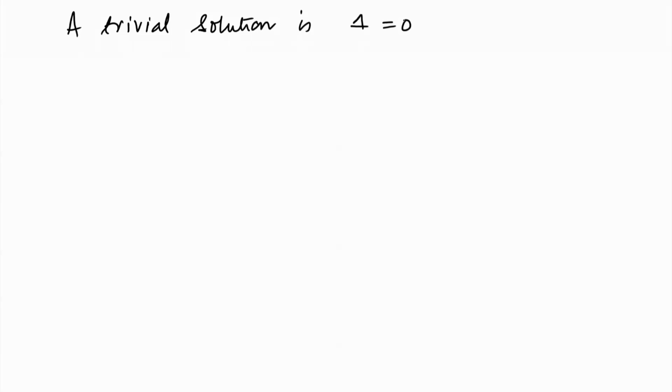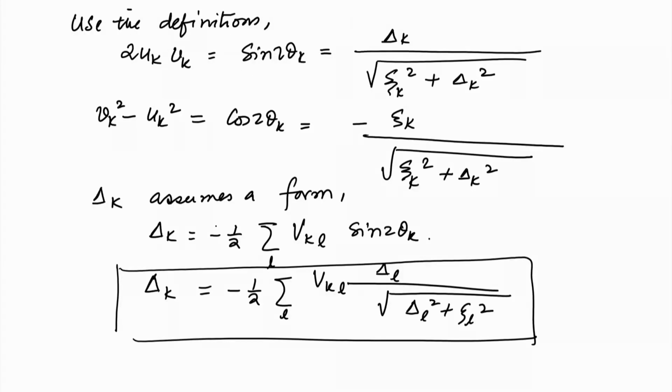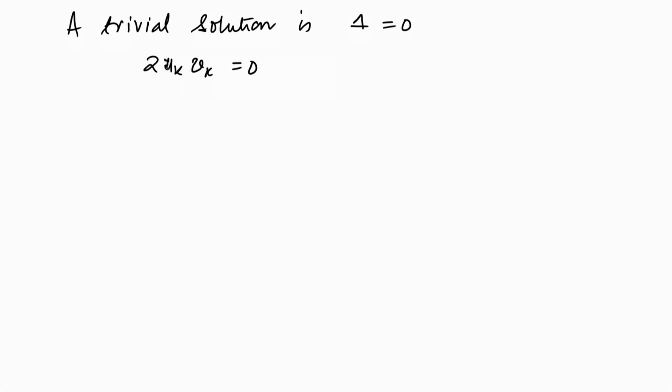delta equal to 0. So, what does delta equal to 0 give? It gives that 2 u_k v_k equal to 0, because you see that 2 u_k v_k equal to delta_k. So, if delta_k equal to 0, 2 u_k v_k equal to 0 from this equation. So, 2 u_k v_k equal to 0, and that tells us that we also have v_k squared minus u_k squared equal to minus 1.